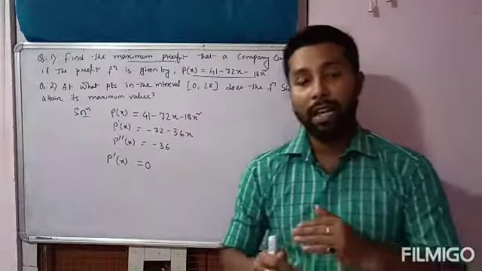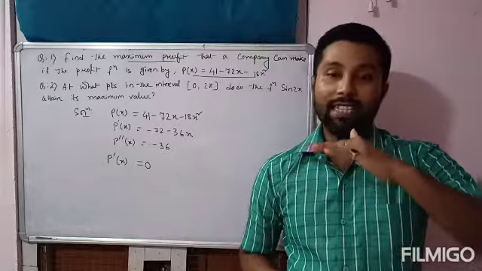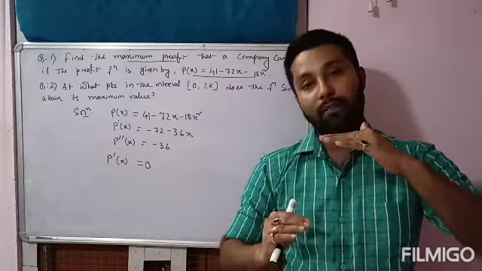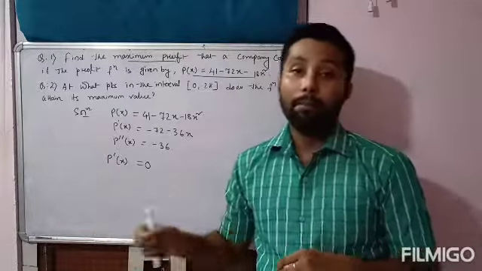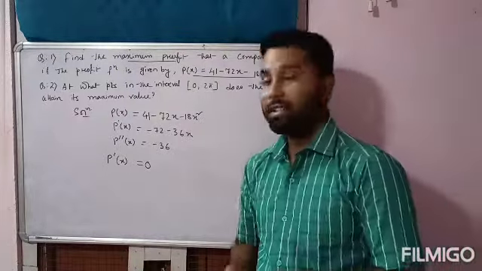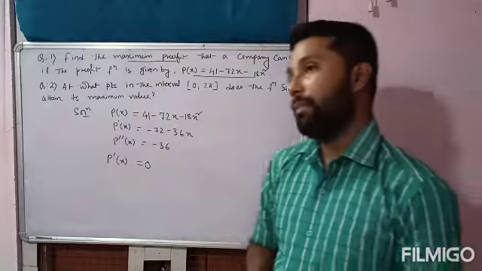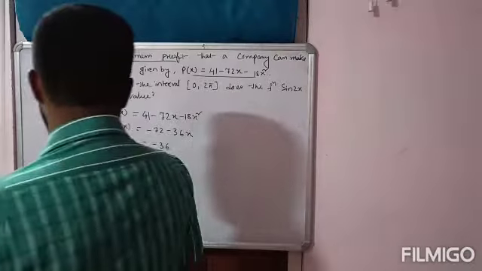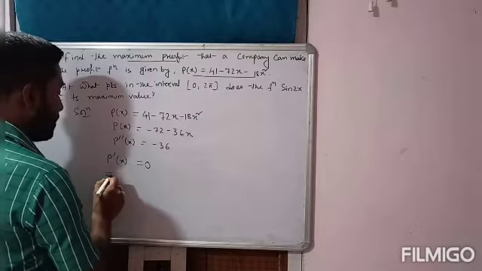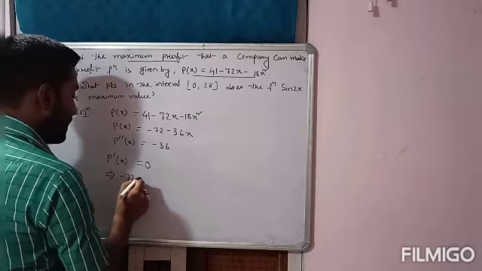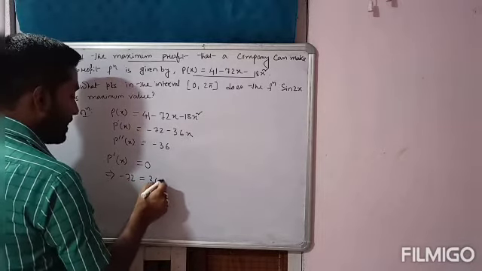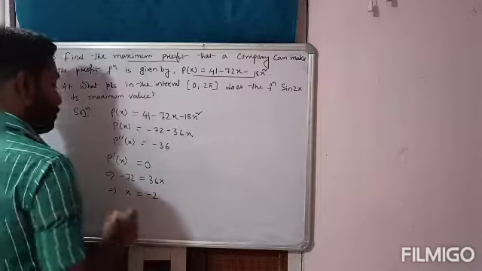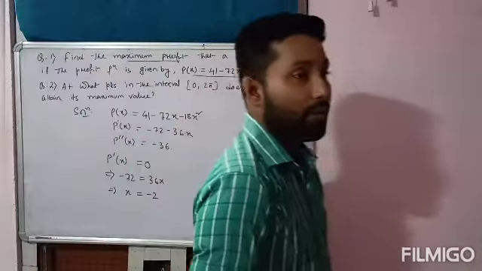What is a critical point? These are the points which indicate that the function will give a maximum value or a minimum value. These points will tell us whether the function gives a maximum value, a minimum value, or both. So put f dash of x, that is p dash of x, equal to 0, that is minus 72 minus 36x is equal to 0, which means x is equal to minus 2.